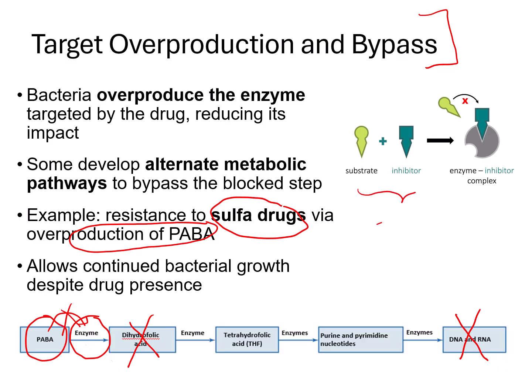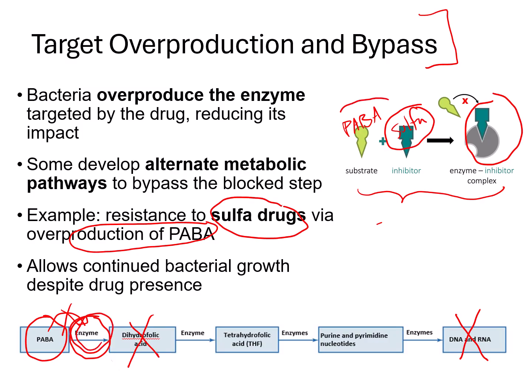So if I look at what's happening, my substrate is PABA, para-aminobenzoic acid. My inhibitor is a sulfa drug. So usually when I have sulfa drug treatment, the sulfa drug is going to bind to that enzyme. But what happens if you overproduce PABA is now that it's much more likely that PABA will bind to the enzyme and create folic acid and ultimately DNA and RNA rather than the sulfa if it's not present in high enough concentrations.